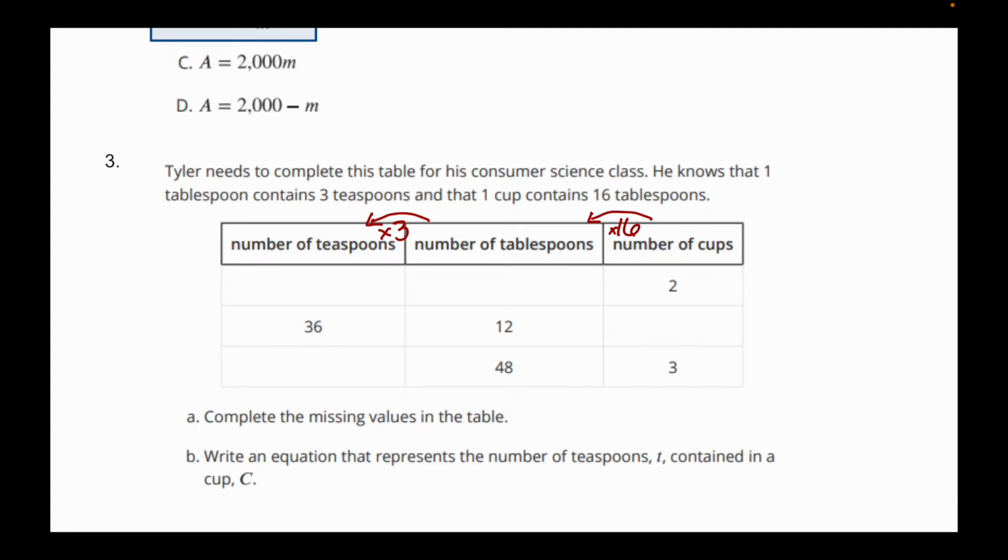So let's do that with our first row here. If we take 2, so this 2 right here, and then we multiply it by 16, that is going to give us 32. So we will have 32 tablespoons. Then we're going to take our 32 and we're going to multiply that again, and this time we're going to multiply it by 3. I don't know why I said 4. So that would give us 96 teaspoons.